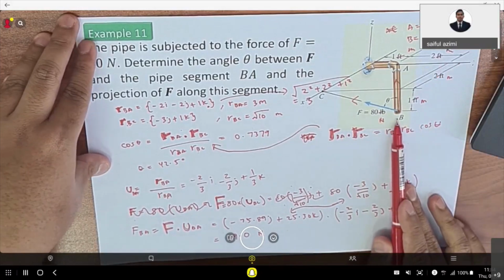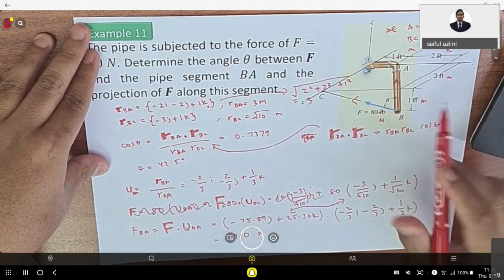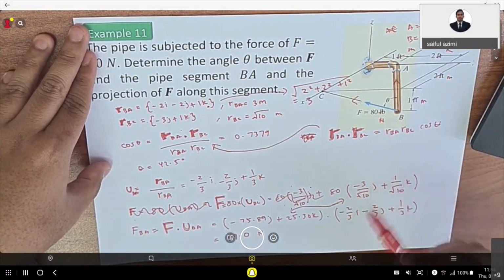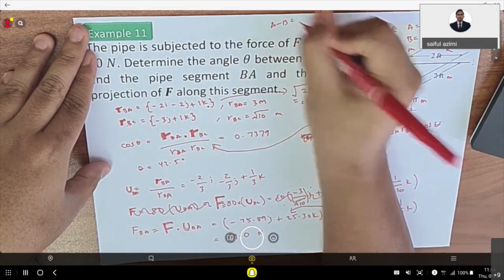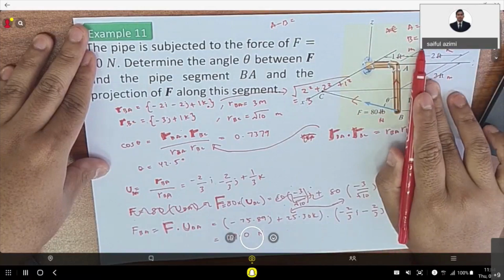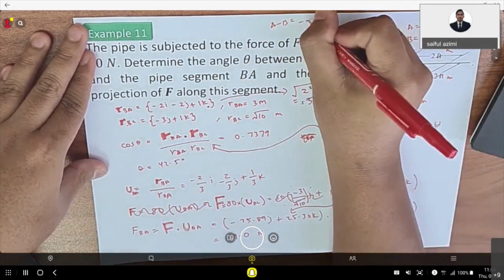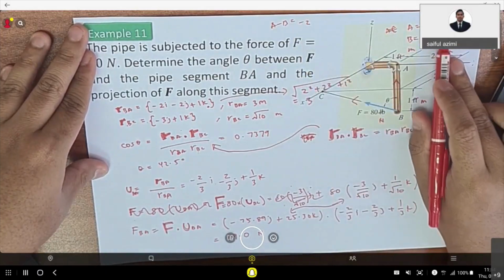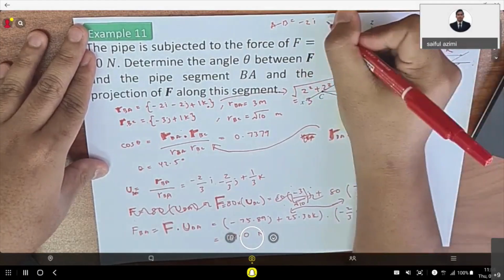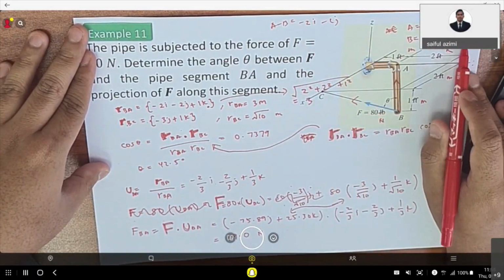Because the segment is given as BA, so B to A, in order for us to find the position vector, A must be minus B. So A minus B equals 0 minus 2, which is negative 2 i. Then 0 minus 1 minus 3 equals negative 2, so negative 2j. And then 0 minus negative 1 equals?